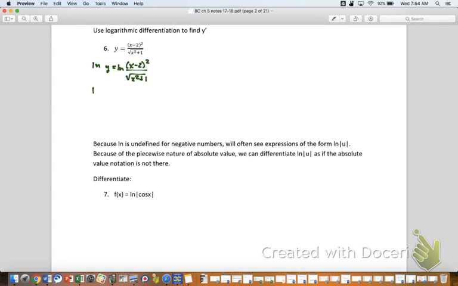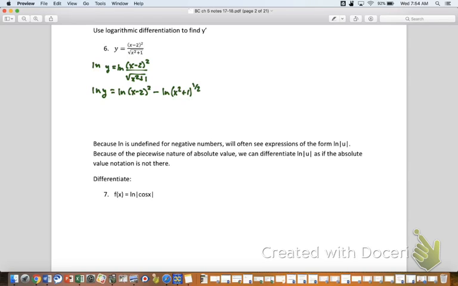The left side is just going to remain ln of y, but the right side is natural log of a quotient. How do you expand the natural log of a quotient? Like what operation? Subtraction, yeah, it's minus. Yeah, exactly. So this would be ln of (x minus 2) squared minus natural log of, I'll write this as (x squared plus 1) to the 1/2.